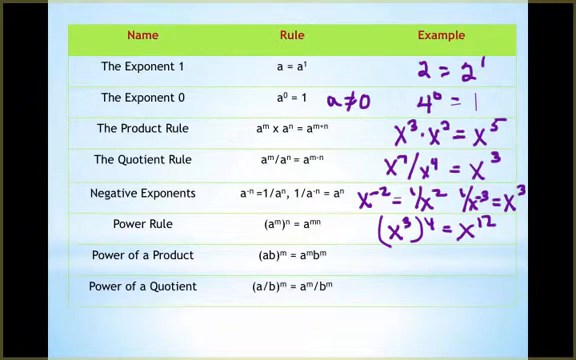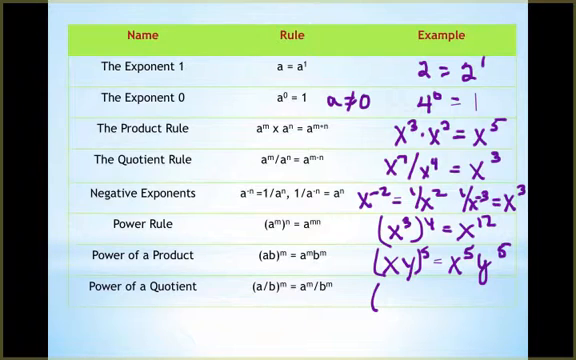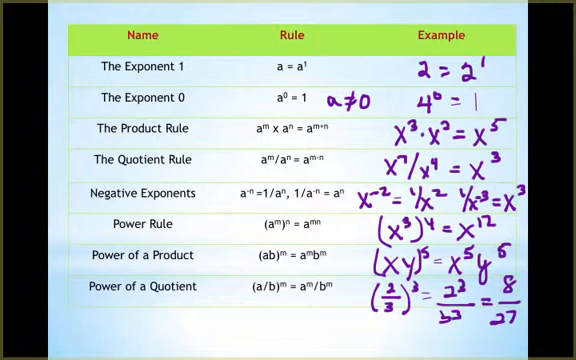The power of a product says that if you have a product being raised to a power, you just raise each of those values to the power. So if I had (xy) to the 5th, that's x to the 5th, y to the 5th. And then the power of a quotient says the same thing, but for division. If you have a fraction raised to a power, you raise the numerator to the power over the denominator to the power. So 2/3 cubed would be 2 cubed over 3 cubed, which would be 8 over 27.